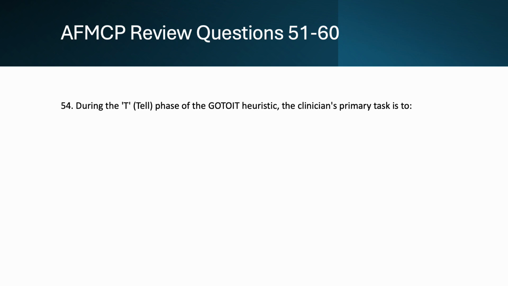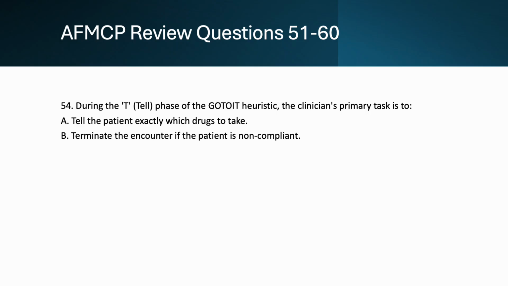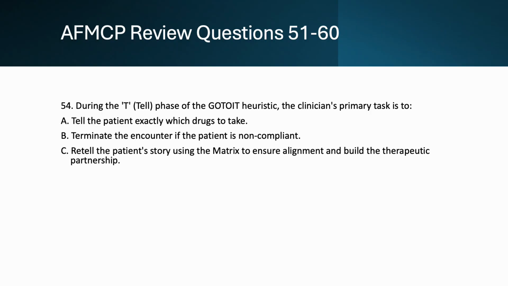Question number 54. During the tell phase of the go-to-it heuristic, the clinician's primary task is to A, tell the patient exactly which drugs to take. B, terminate the encounter if the patient is non-compliant. C, retell the patient's story using the matrix to ensure alignment and build a therapeutic partnership. D, test the patient's memory of their own history.